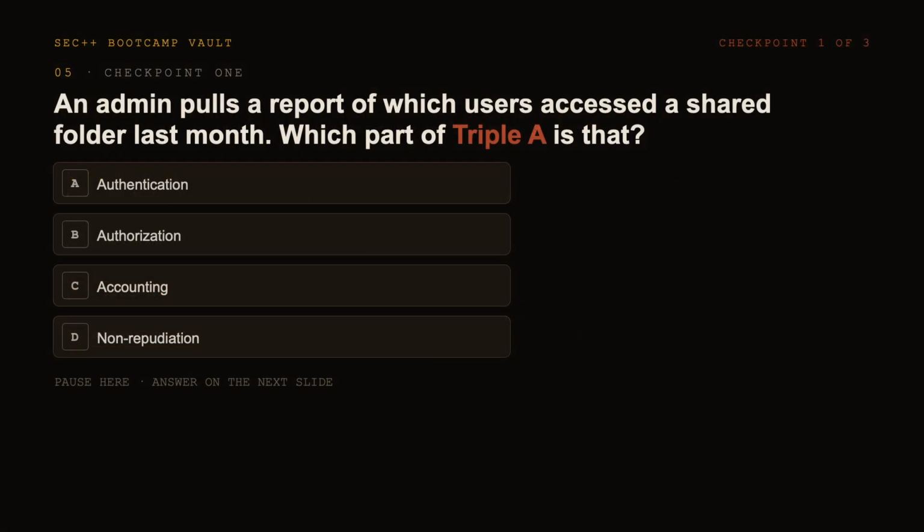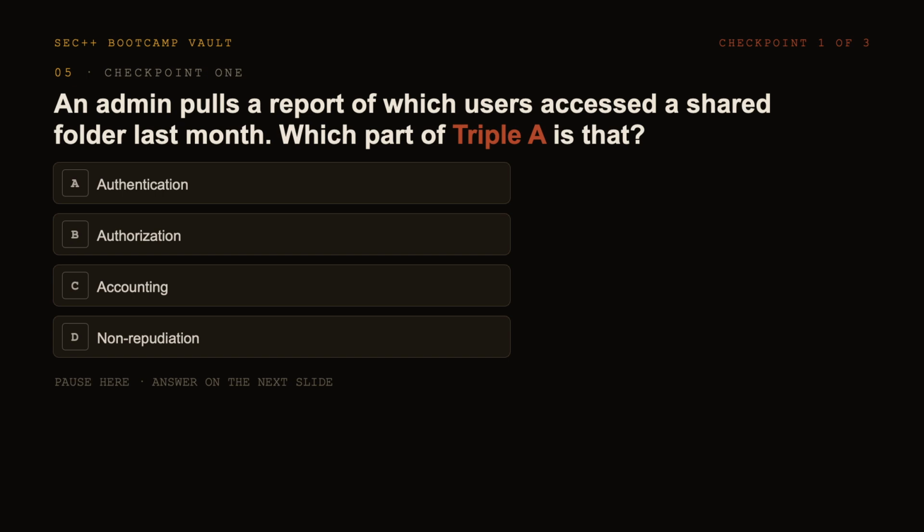If a story is about proving identity, that is authentication. If the person is already logged in but cannot open a folder, that is authorization. And if the question mentions logs or tracking usage, that is accounting.